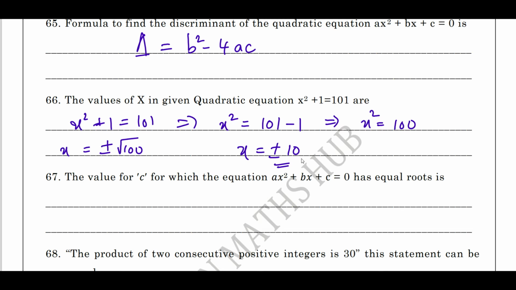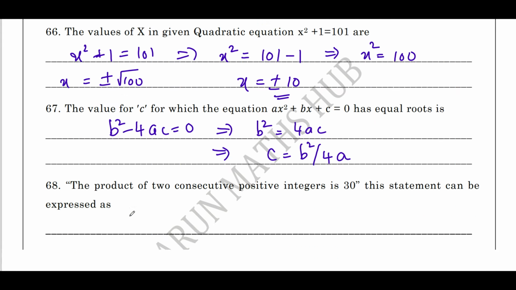The value of c for which the equation ax square plus bx plus c equals 0 has equal roots. When the roots are equal, b square minus 4ac equals 0. Now shift this 4ac to RHS, it becomes b square equals 4ac. Now value of c is what? c will be equal to b square by 4a.